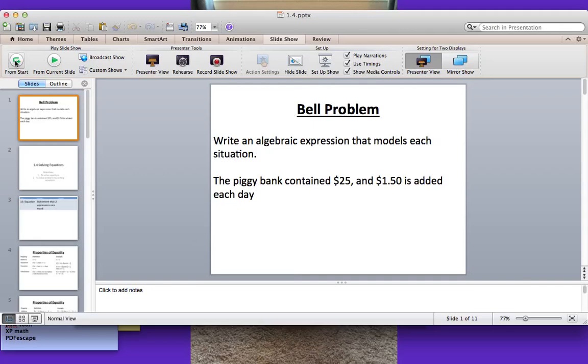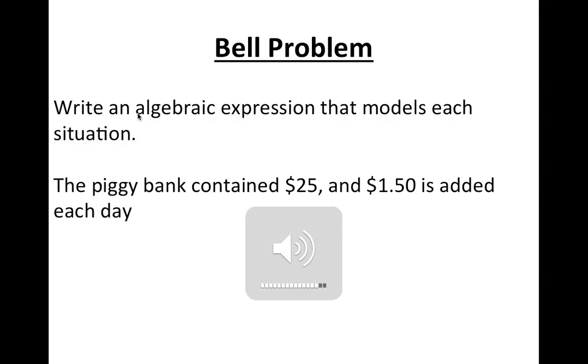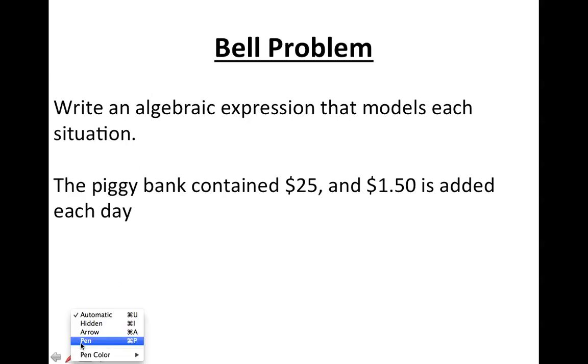models this situation. If your piggy bank contains $25 and $1.50 is added each day, we have to write an algebraic expression. Okay, this is just like an example from yesterday. Hopefully you remember, $1.50 is added and we start with $25. So if we started with $25, that doesn't mean anything is going to change. That's just going to stay the same. That's going to be a constant term, so it's not going to have a variable.